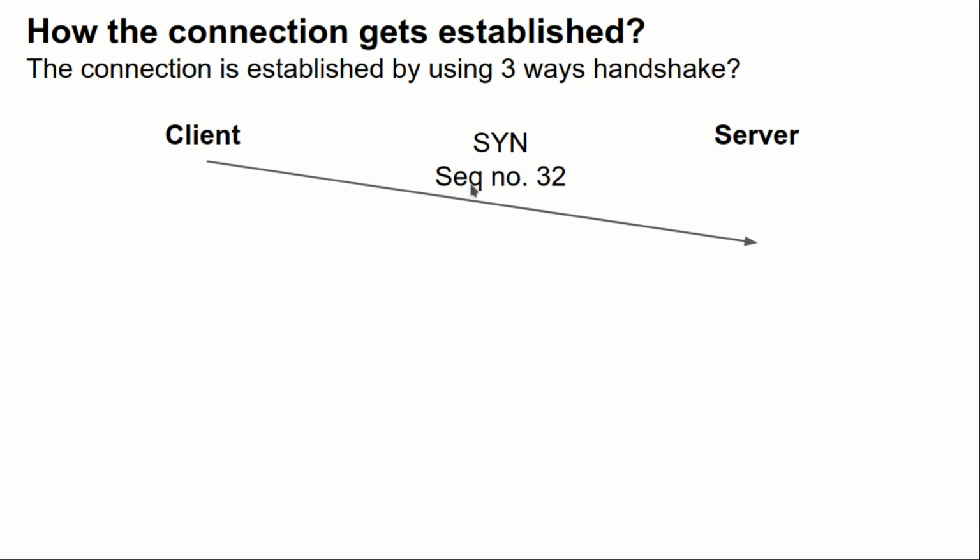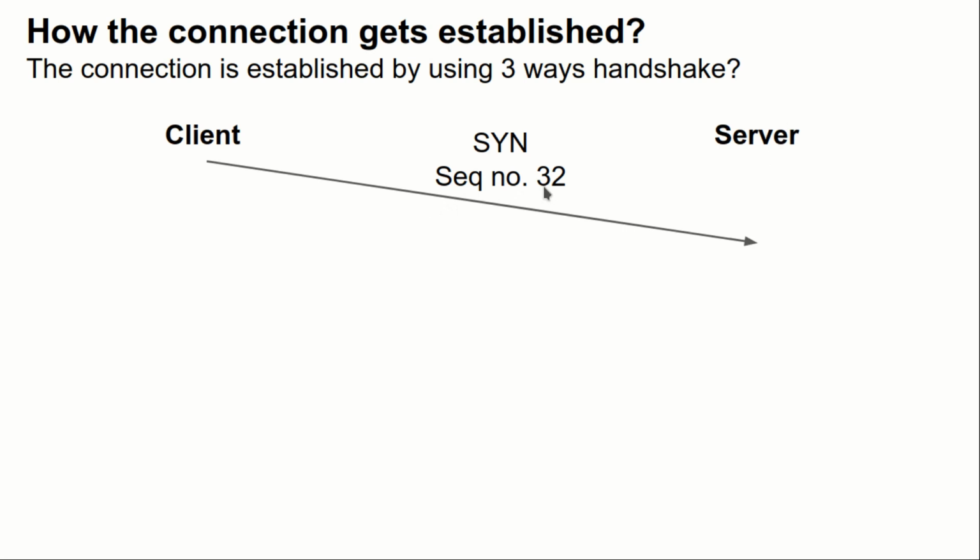So now the question arises: why is the sequence number random? Because if it is given one by one, then it is possible to guess this sequence number, and a hacker could easily guess it and get access to the server. So to avoid this situation, the sequence number is set randomly.